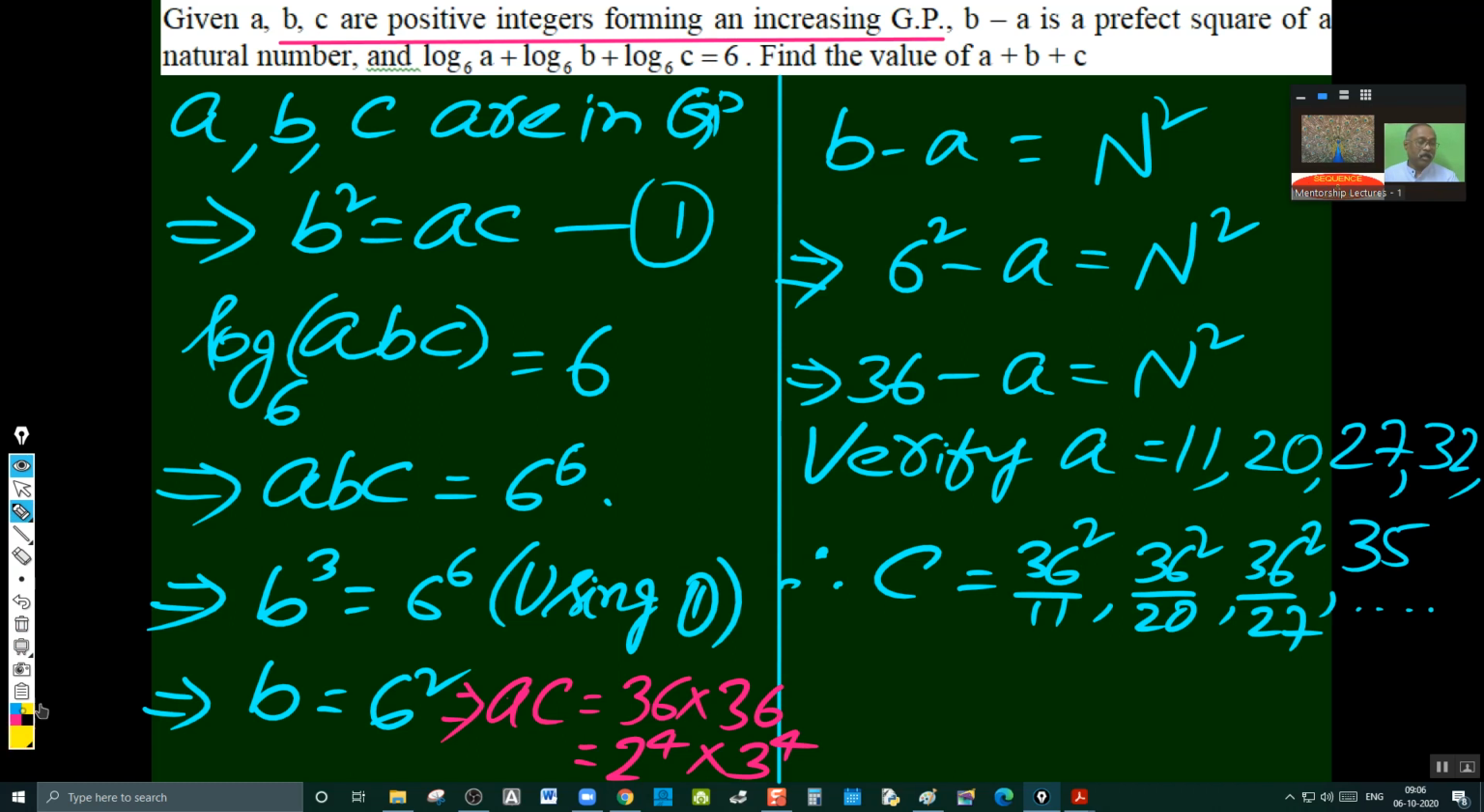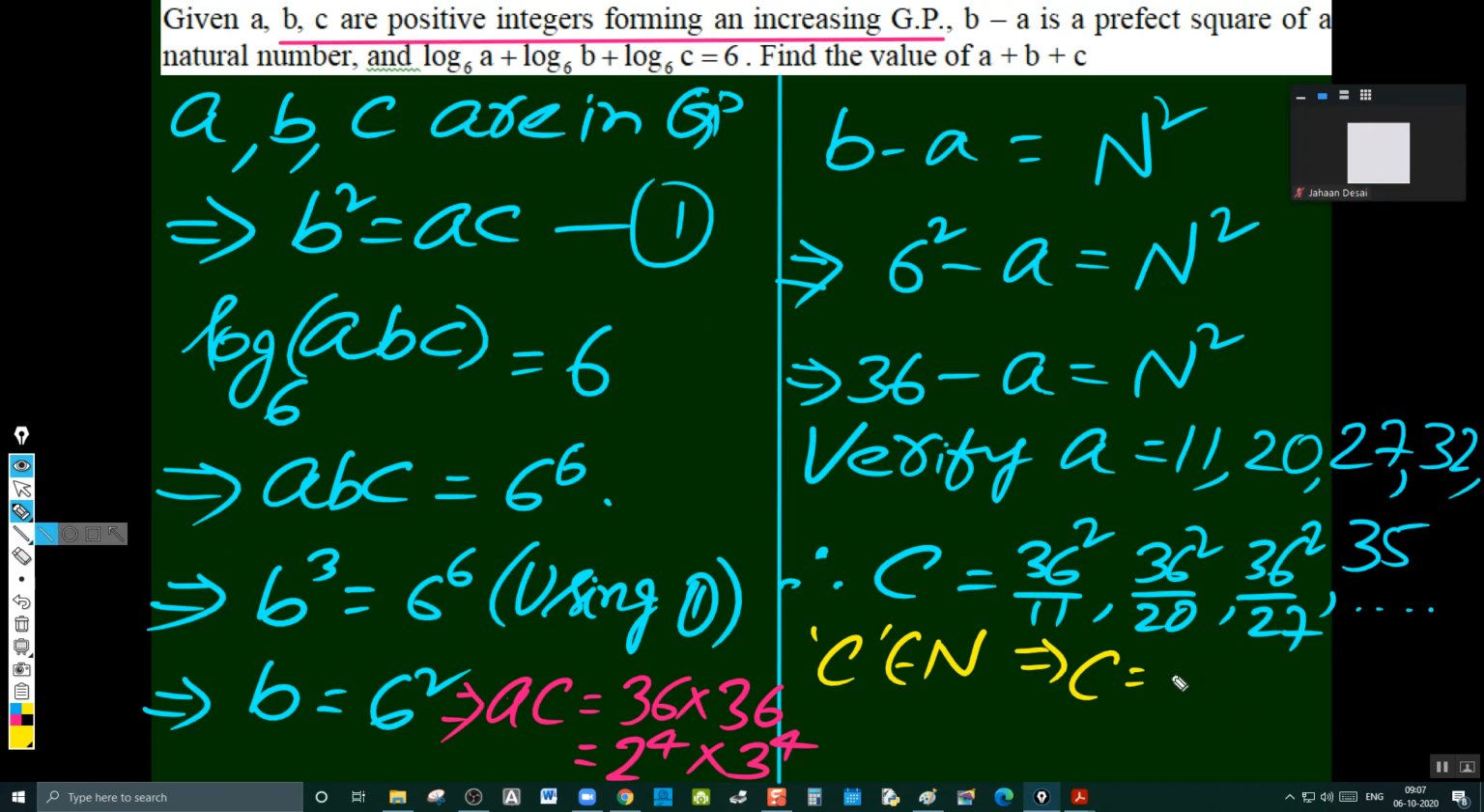C should be an integer. C belongs to positive integer बोल रहा है, implies C is equal to कितना है बेटा, 36 square by 27, anyone? 48. 48. So C is equal to 48. Bas, that's it.